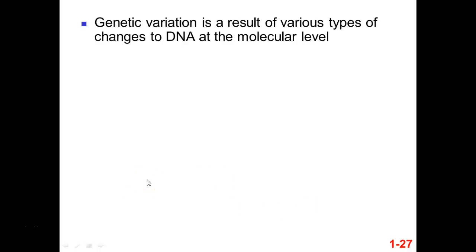So this variation is a result of various types of changes to the DNA at the molecular level. So why is it one of them was yellow and the other one was blue? Well, that DNA code is different. One of them is going to produce blue and one yellow, right? I don't know why I have red on the brain.